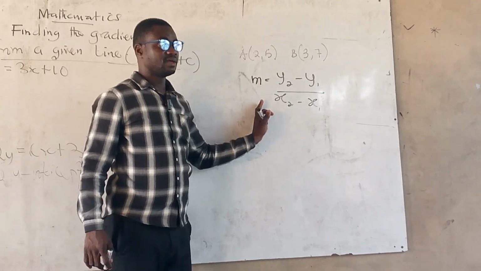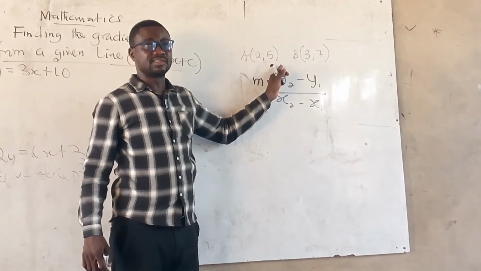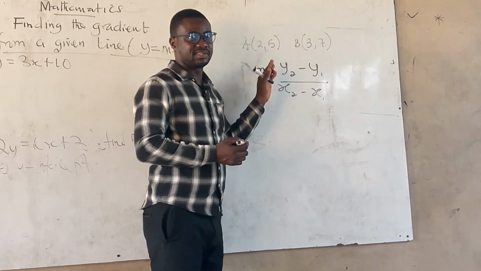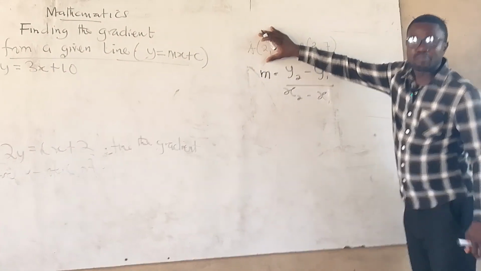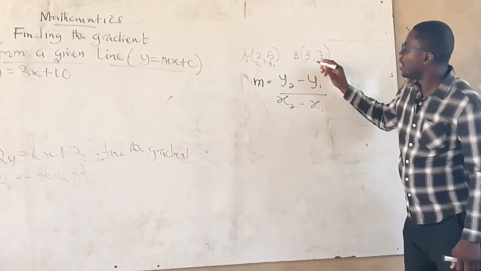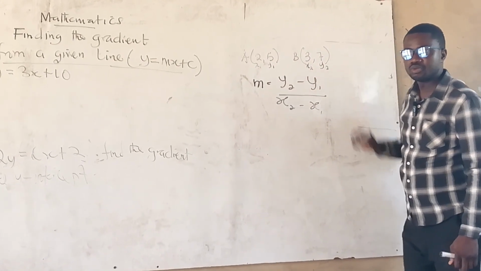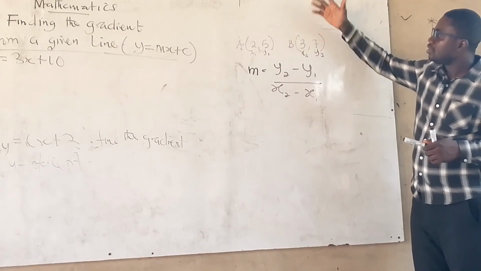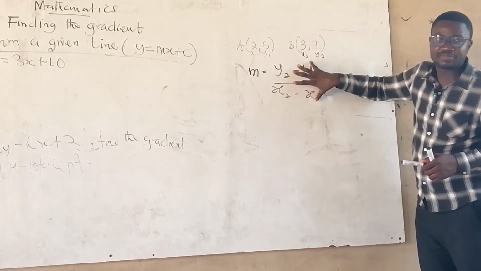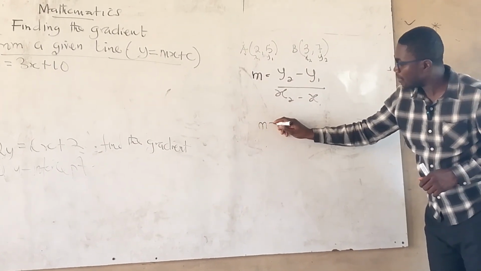Okay, 2 points have been given, and you are supposed to find the gradient. Before you find the gradient, you have to name the points. The first point is x1 y1, and the second point is x2 y2. I hope I'm clear. So here you are supposed to plug in or substitute these points into this formula.